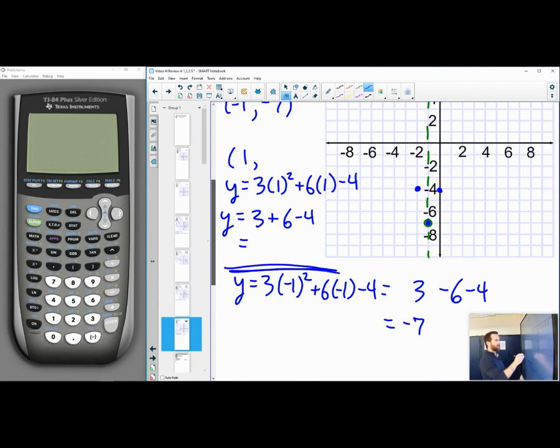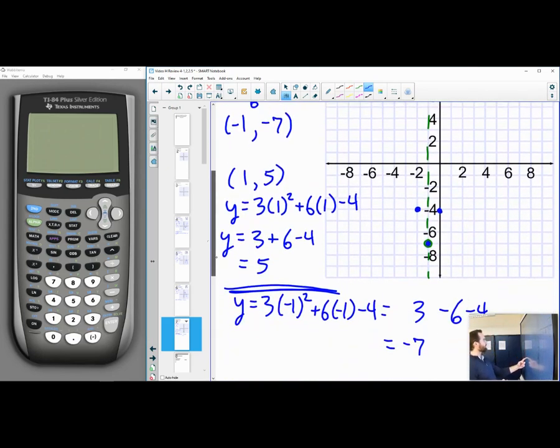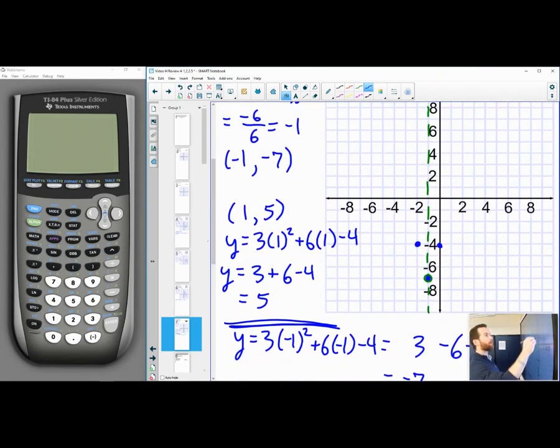3 and 6 is 9. Take away 4 is 5. Did I do that correctly? I think I did. Yes. So the point is 1, 5. That actually wasn't too bad. 1, 5. That was quite a jump. So that would be 1, 5 right there. And then we get another point. We do what we've been doing the whole time. Use that axis of symmetry. 2 steps away, and now we graph it. This is a very thin parabola.